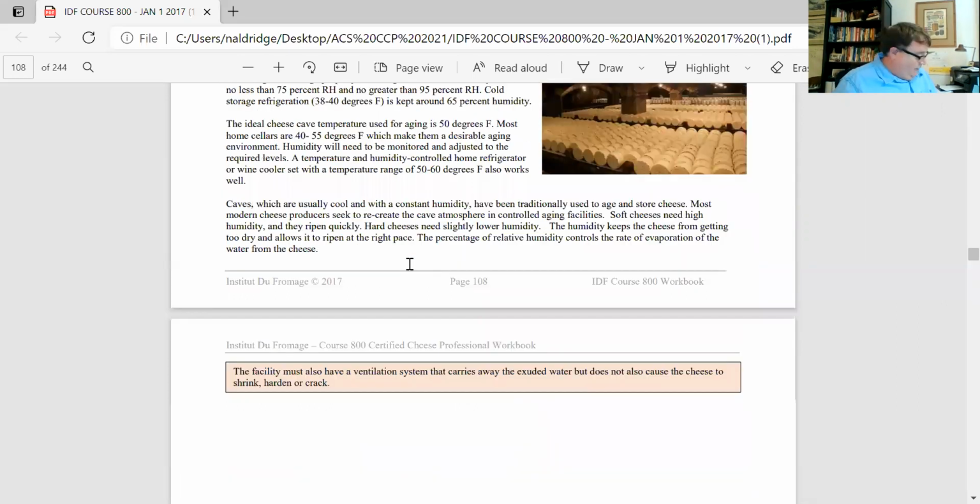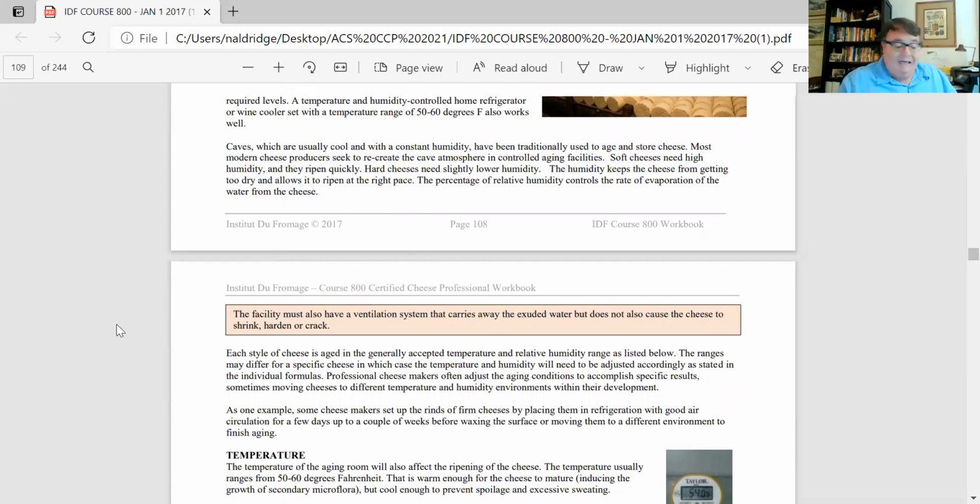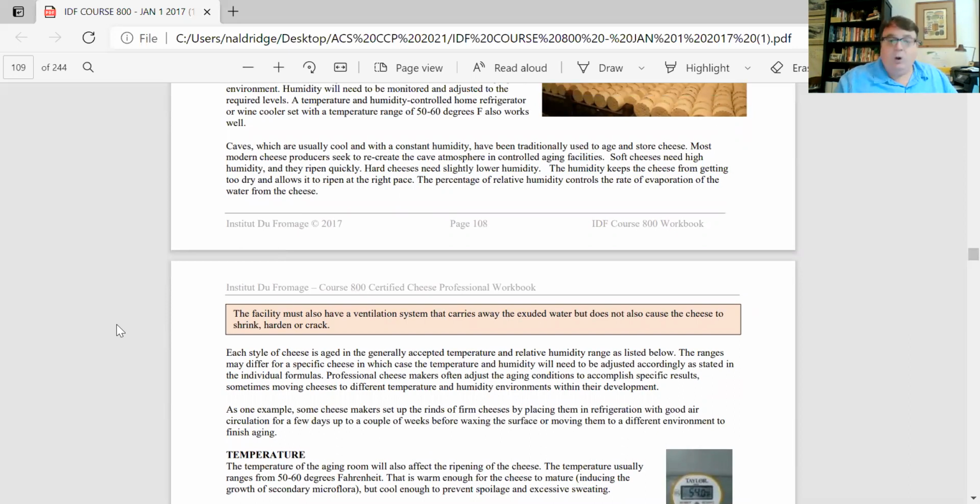Now we're continuing down to the bottom of page 108. Just let that paragraph right there, I would know more about that. And talking about soft cheeses need high humidity and they ripen quickly. I wouldn't get so much as we're moving into the humidity numbers. Like I don't recall them getting so specific about what is the humidity preferred for soft ripened cheeses versus humidity for wash rind. Know more about the overarching aspect of it.